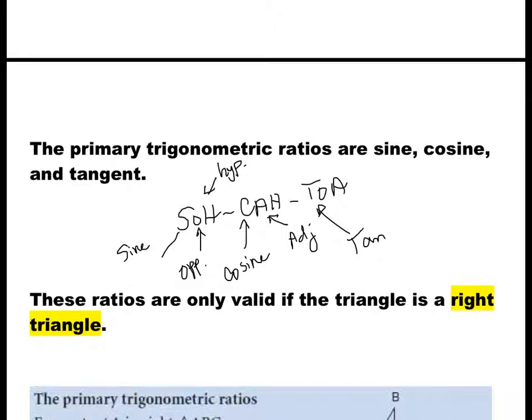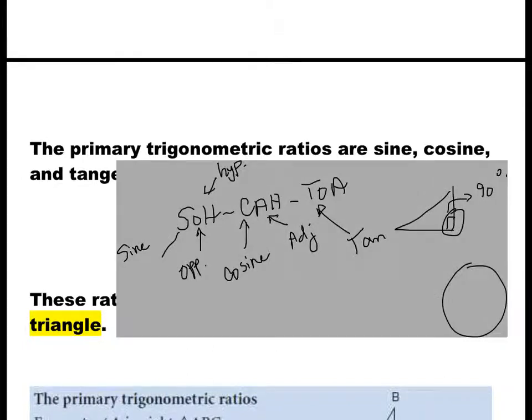Now, how do you use the acronym? Was very simple. You would say sine is equal to opposite over hypotenuse. Cos is adjacent over hypotenuse, and tan is opposite over adjacent. But again, I emphasize, this is only valid for a right triangle. How do you know it's a right triangle? Either it says 90 degrees here, or you will see a rectangle here. Other than that, do not assume it's a right triangle, even if it looks like a 90 degrees angle.